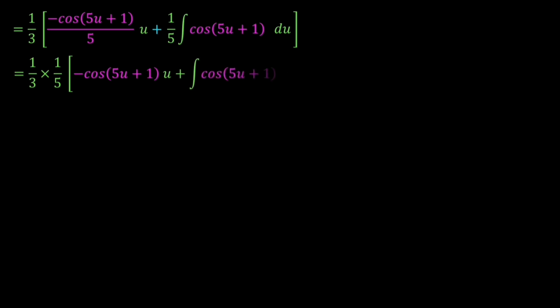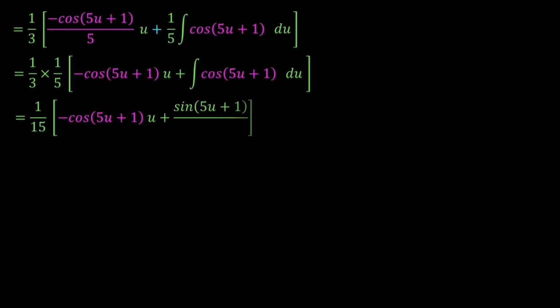Now we need to get the integral of cos(5u plus 1). Integral of cos(5u plus 1) we can write as sin(5u plus 1) over 5. Then we can multiply these terms by 1 over 5, giving 1 over 25. Now we can write minus 1 over 5 cos(5u plus 1) into u plus 1 over 25 sin(5u plus 1).